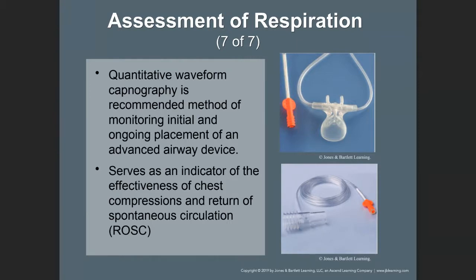So quantitative waveform capnography is the recommended method of monitoring initial and ongoing placement of an advanced airway device. It serves as an indicator of effectiveness of chest compressions and the return of spontaneous circulation. It's a very useful tool.